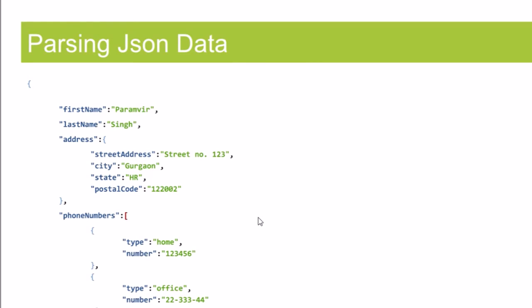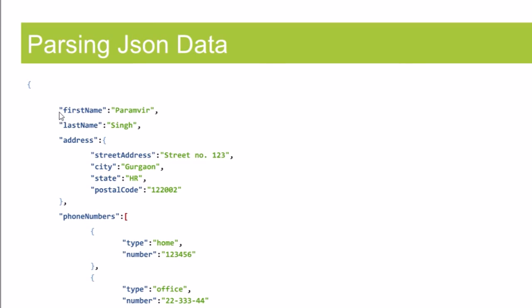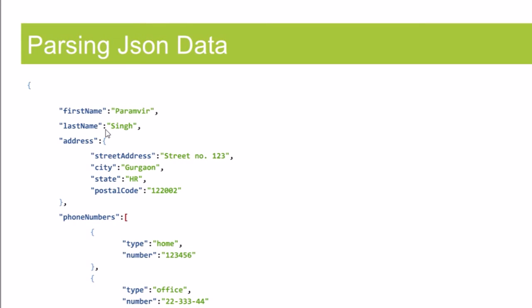Let's see the example in detail. So here first name, last name, address, phone numbers, these are all the keys. Paramveer, Singh, street number 123 and others, these are all the values. The data is represented by the key in quotes and values in quotes if it is a string, and without quotes if it is boolean or int. And all these key value pairs are separated by comma, and a key is separated from its value by colon, and this is bundled into curly braces.